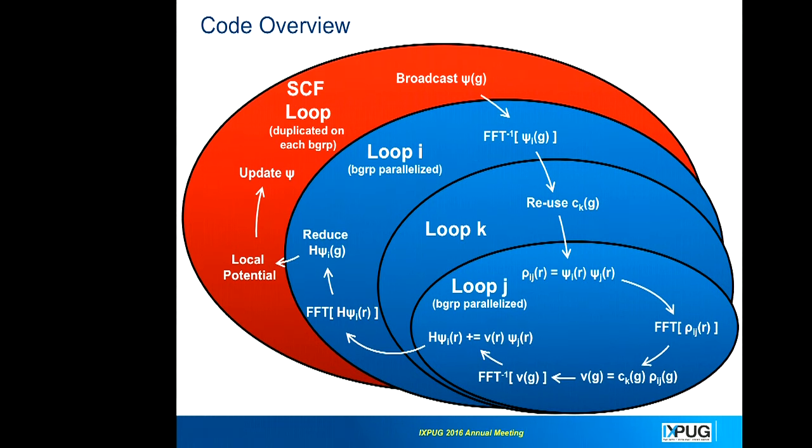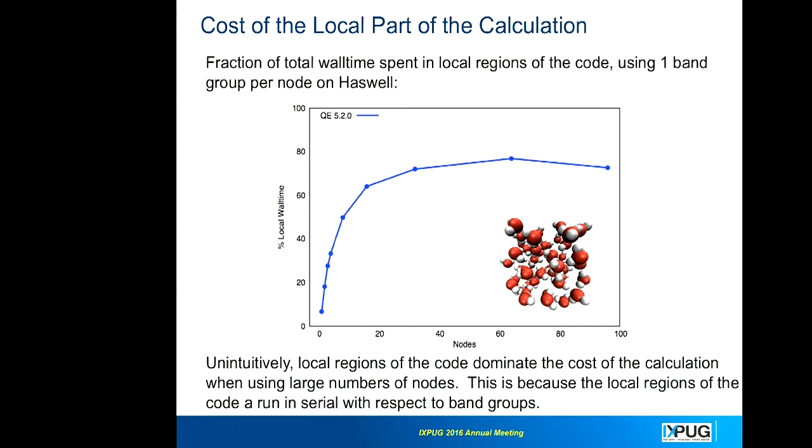Now, that having been said, you might wonder, well, hybrid DFT and the calculation of exact exchange is just so much more expensive than everything else. Maybe we can get away with this. Unfortunately, when you start talking about going to large numbers of nodes, that's just not the case anymore. When you're performing that part of the calculation in serial, but you're parallelizing everything else, then it doesn't take long before the local parts of the calculation are the dominant cost.